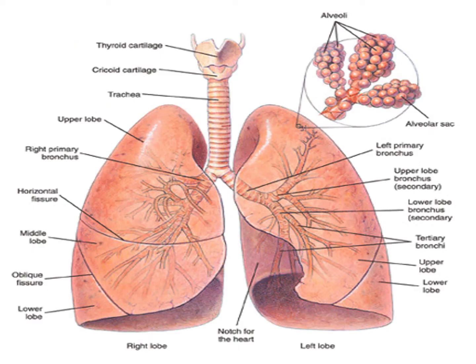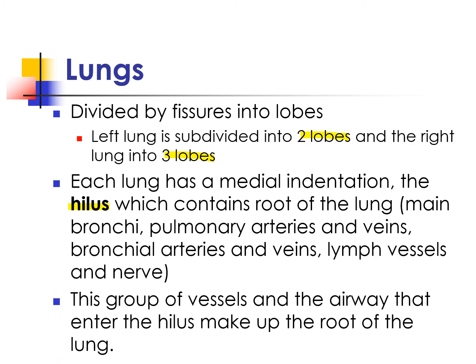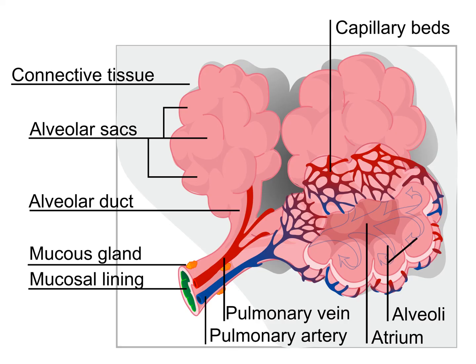So those are the lungs. It is divided by fissures into lobes. The left lung is divided into 2 lobes and the right lung is divided into 3 lobes. Each lung has a medial indentation, the hilus, which contains the root of the lung. I explained that earlier. These are the alveolar sacs.